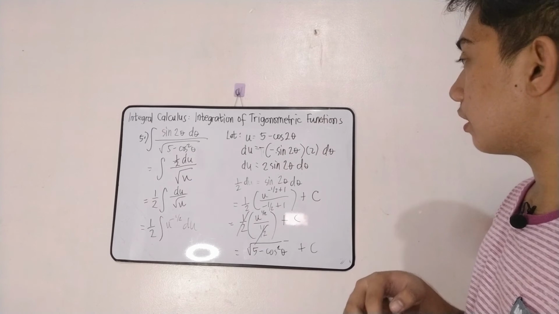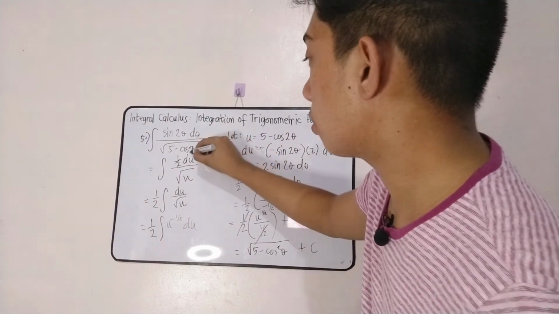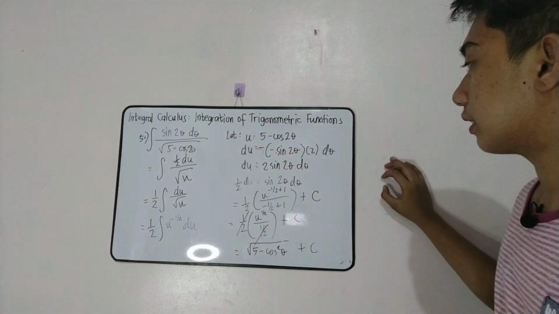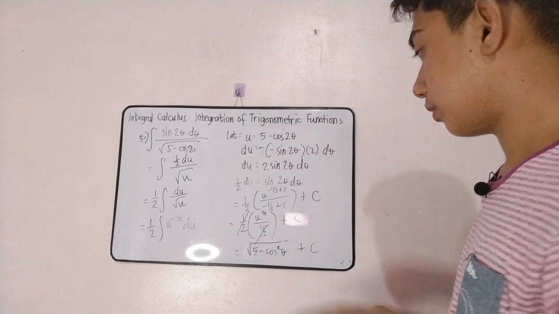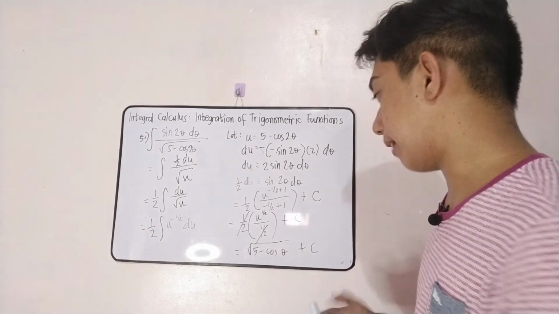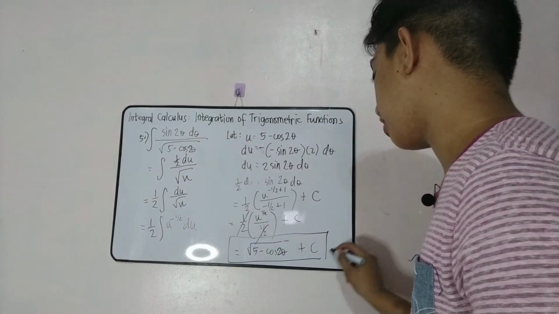Oh, it should be 2 theta. So, that's all, guys. Okay? The square root of 5 minus cosine 2 theta. So, this is our final answer.